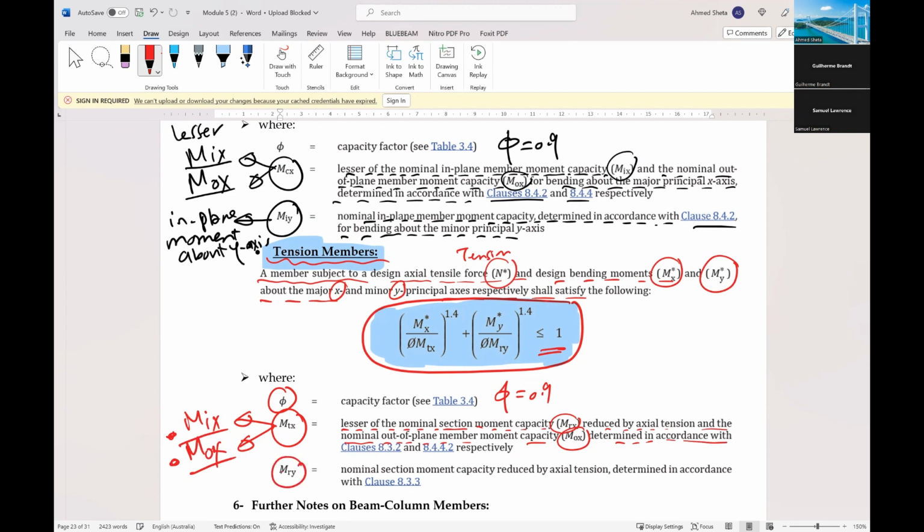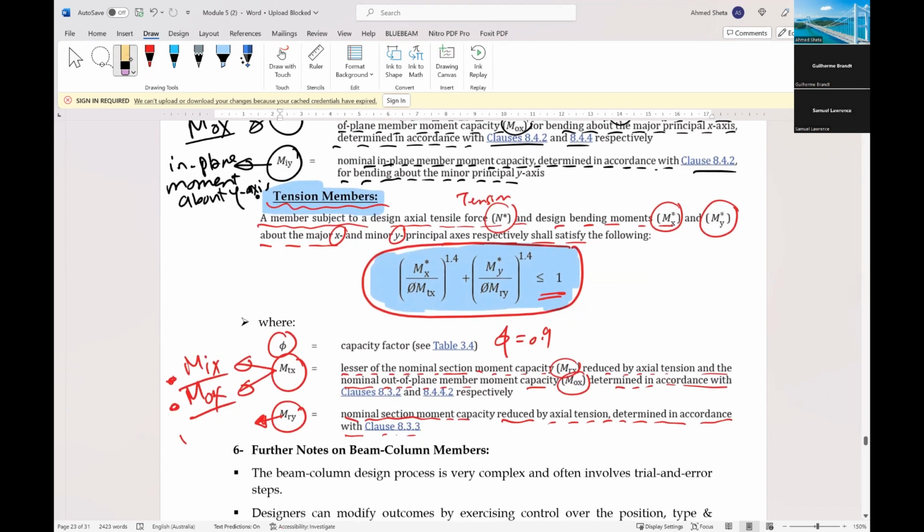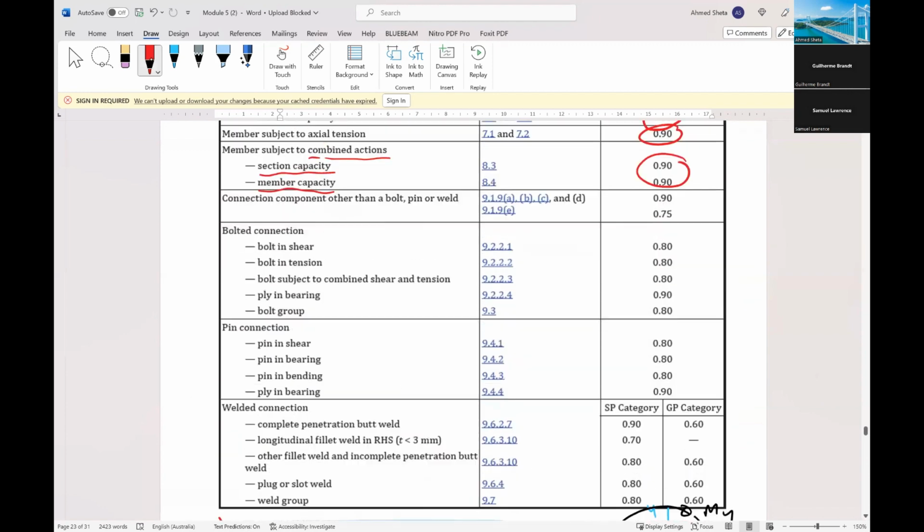And Mry again, it is the nominal section capacity reduced by axial tension determined according to 8.3.3. So this is Mry. Okay, so this is the lesser of these two, in plane and out of plane. And Mry is the nominal section capacity. So this is all cases for the member capacity.